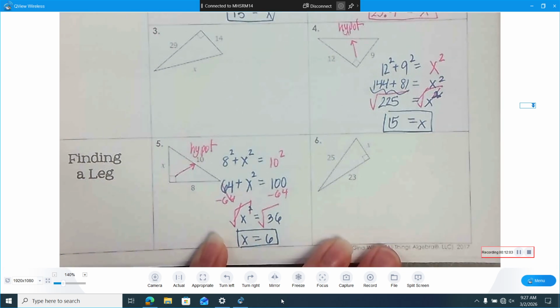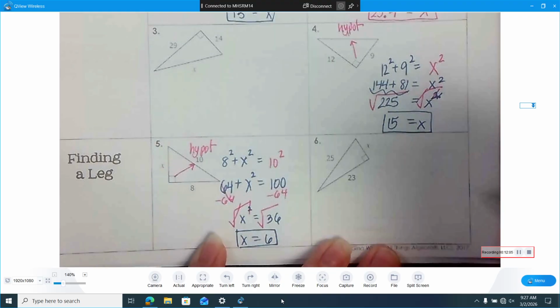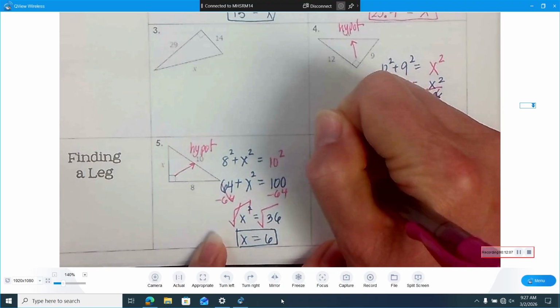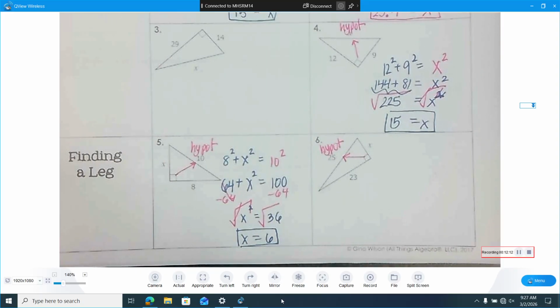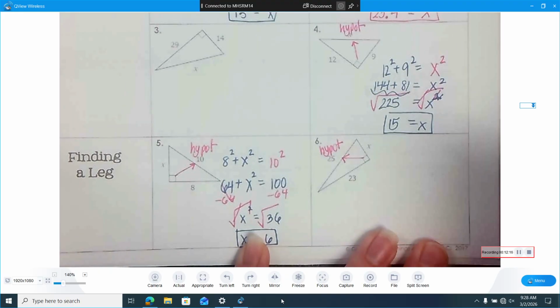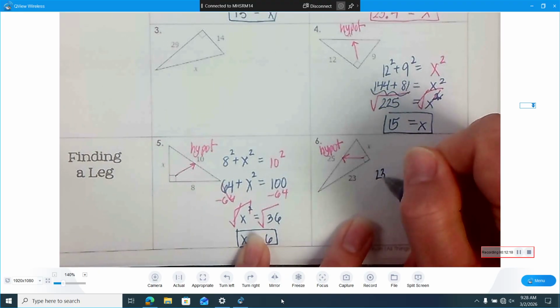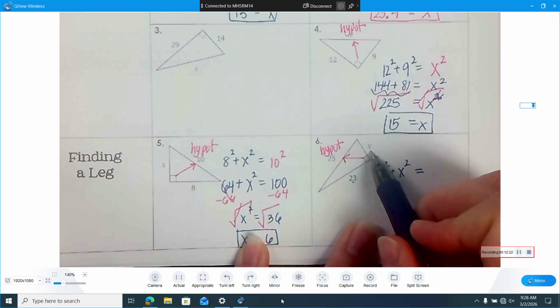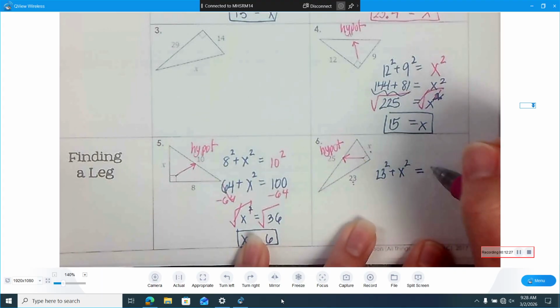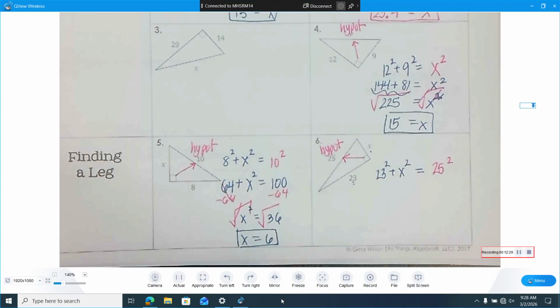First things first, where's the hypotenuse? 25. Yeah, across from the right angle, our hypotenuse is 25. So the other things are legs. What should we write for our equation? 23 squared plus x squared equals 25. Okay, leg squared plus leg squared. So 23 squared plus x squared equals 25 squared.